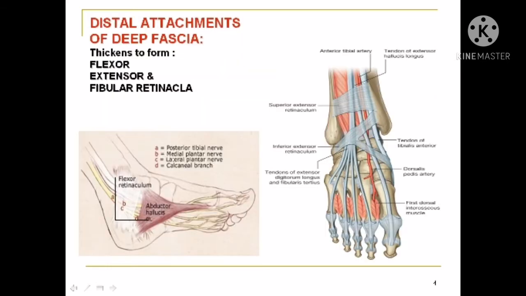The distal attachments of deep fascia. Distally, the deep fascia thickens and forms the flexor, the extensor, and the fibular or the peroneal retinaculum, and it has been shown in the diagram given in the slide.